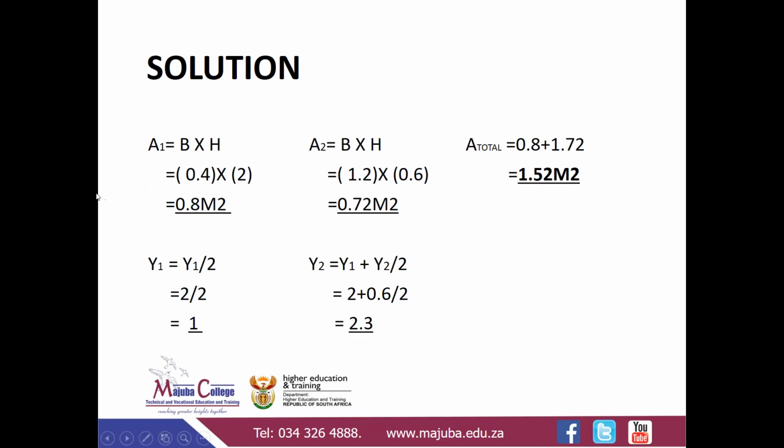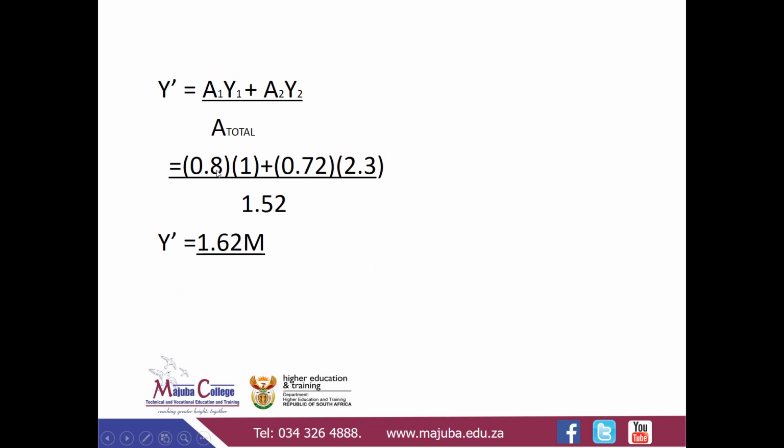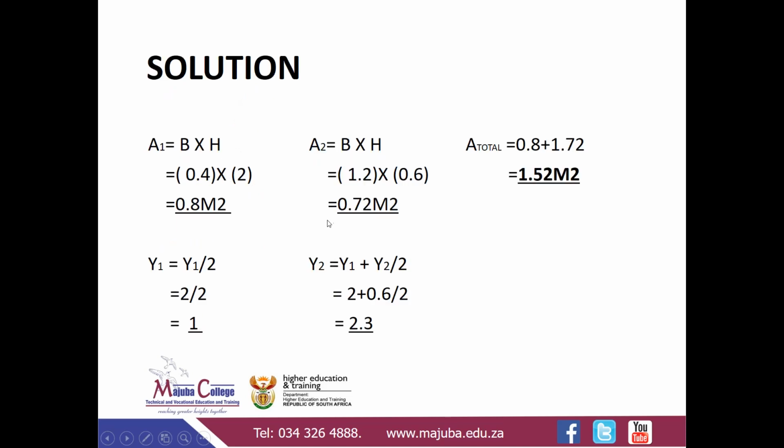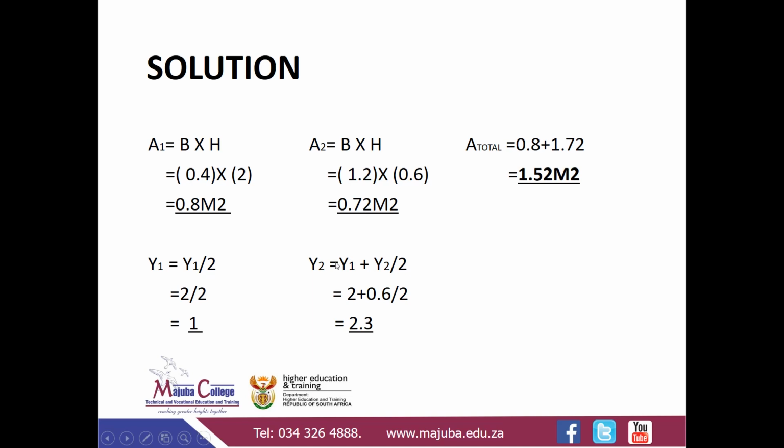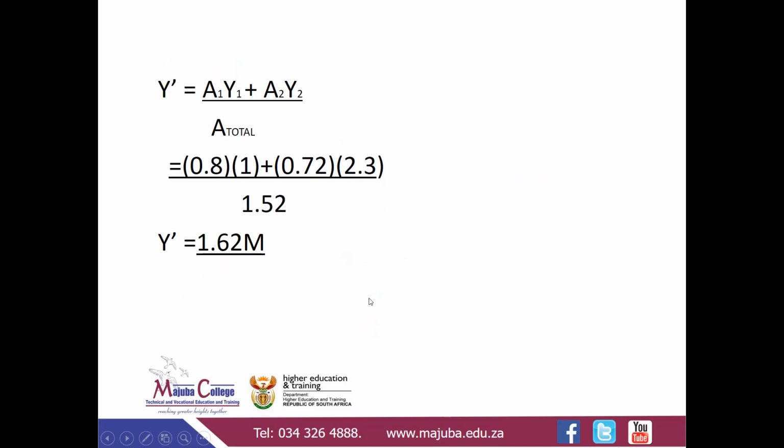It will be area 1, which is 0.8. Area 1 is 0.8 times Y1, which is 1. Then plus area 2, 0.72 times Y2, which is 2.3, divided by 1.52. But let me clarify something here.